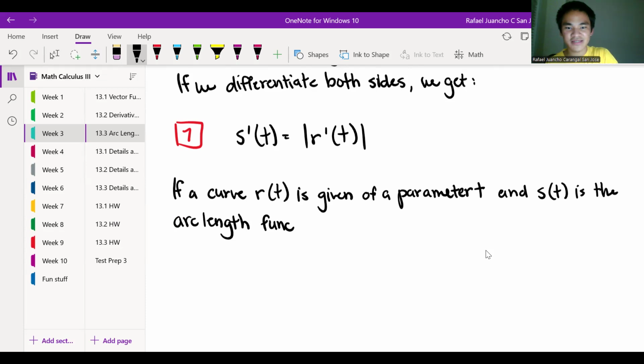Let me see if we can dissect this, because when I read it, I found it confusing. So here it's saying, okay, I'm going to write it in my own words. It's saying we can solve for t as a function of s.